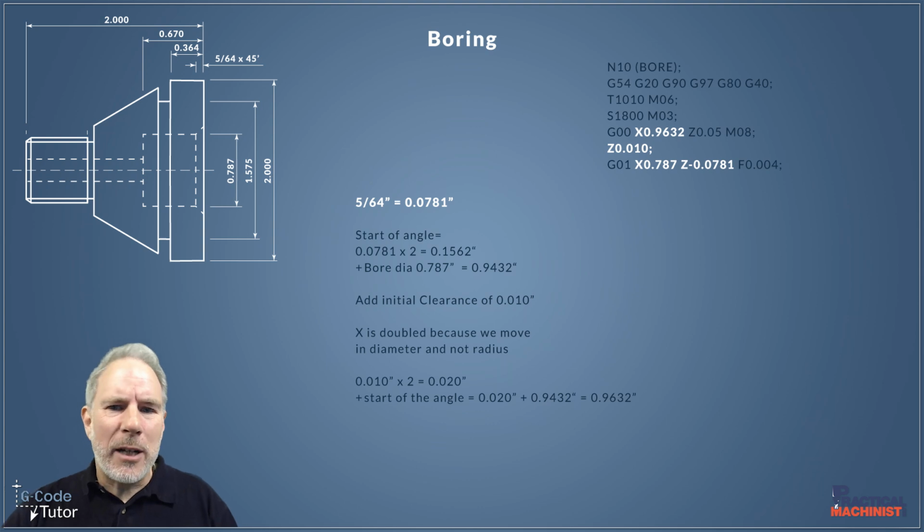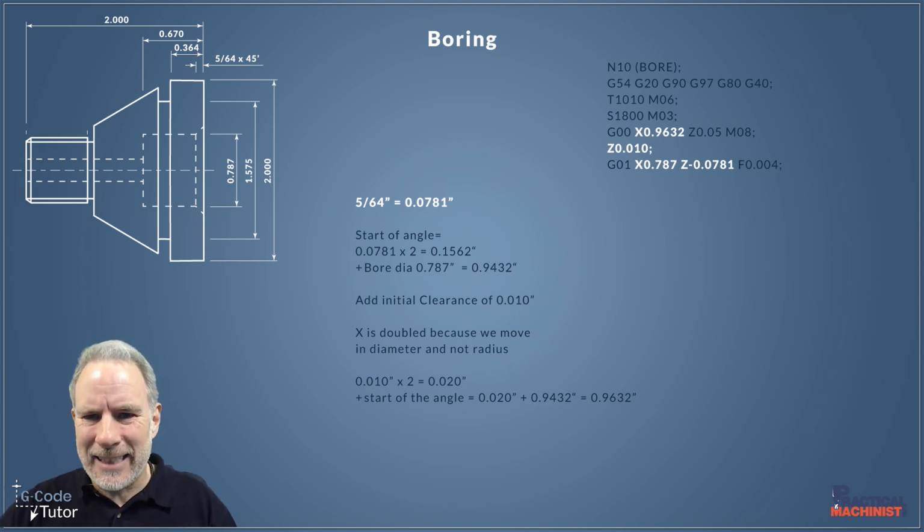So we're going to start off by looking at that chamfer. Now 5/64 is equal to 78.1 thousandths of an inch. So you can see on our last Z move there, that's where I got that figure from. That is 5/64 into that chamfer. So that gives us that distance in Z there.